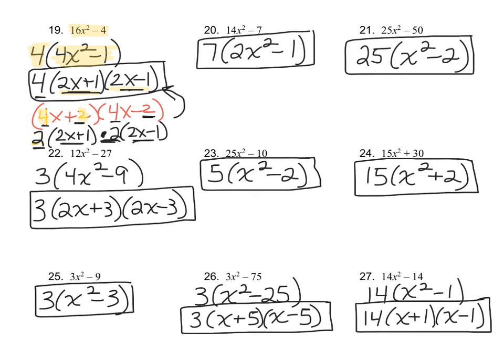Okay, so the next one's, notice there's only a few that could go further, right? Number 22 was a perfect square minus a perfect square, so I had to take that one further. Number 26 I had to take further, and number 27 I had to take further. Any of the other ones I couldn't go further because they weren't both perfect squares left inside the parentheses.